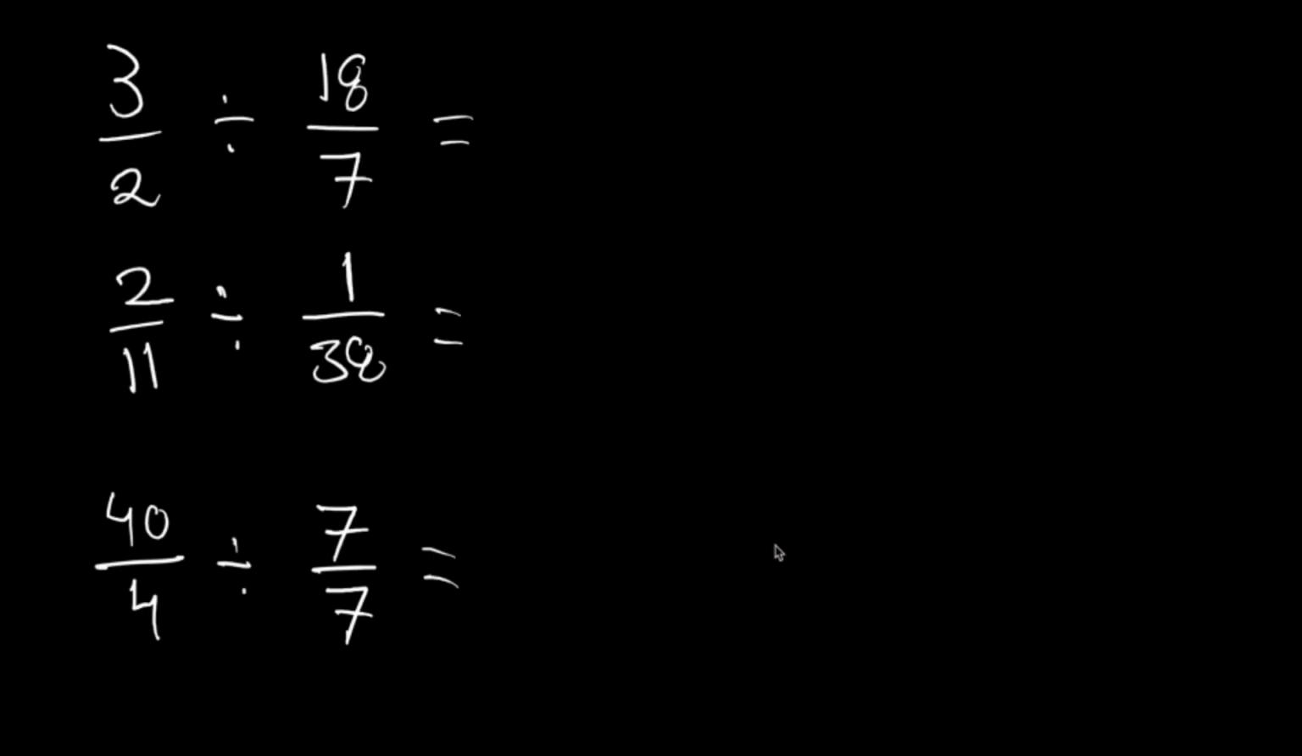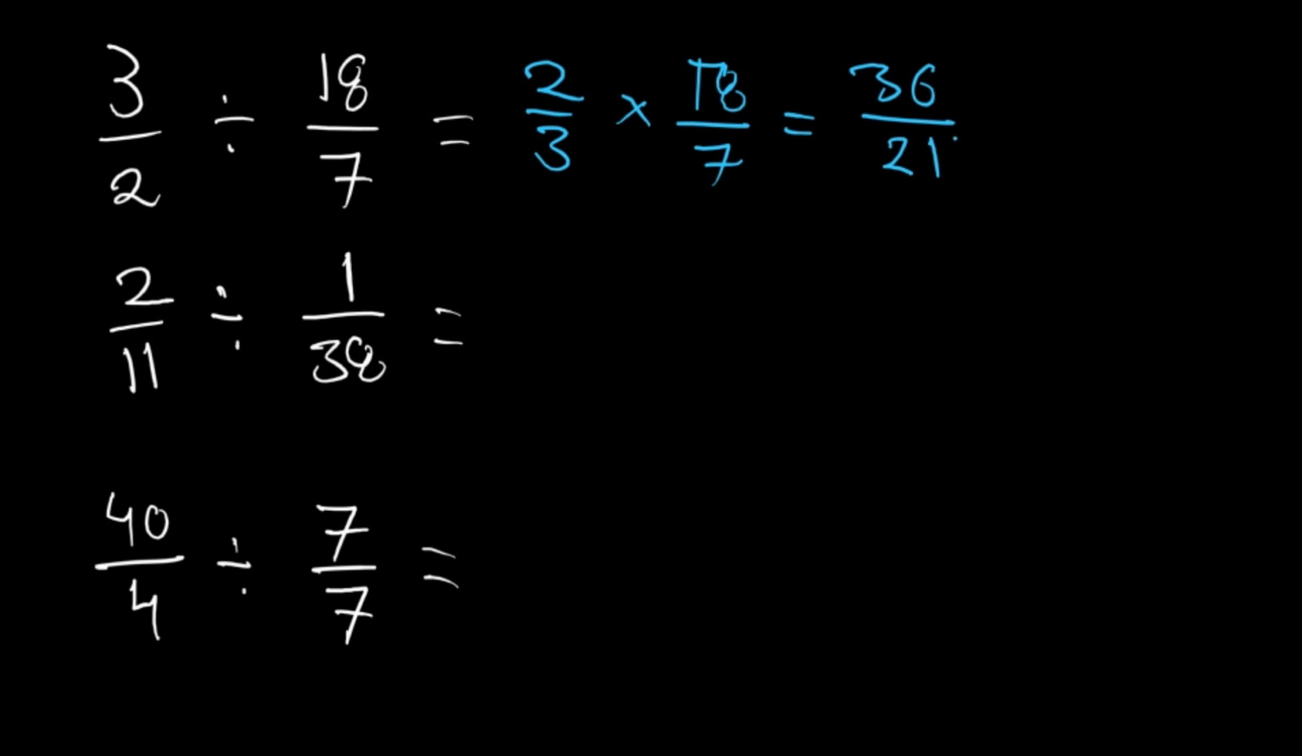Now on to division. So pause the video and try work these out on your own. Okay, so 3 over 2 divided by 18 over 7. Flip one of the fractions, so I'm deciding to flip 3 over 2. Then the sign changes to a times, and then you keep the other fraction the way it is, and then you complete. So 2 times 18 is 36 over 21. You can simplify this further, and you can divide both the numerator and the denominator by 3. So 36 divided by 3 is 12, and 21 divided by 3 is 7.